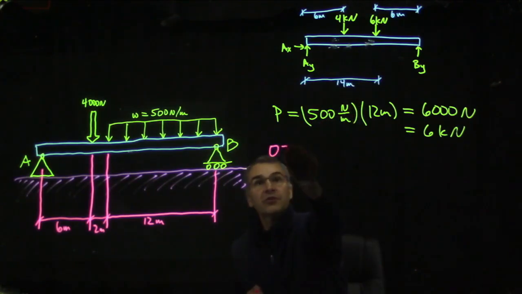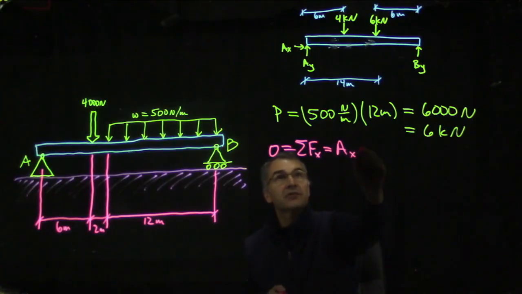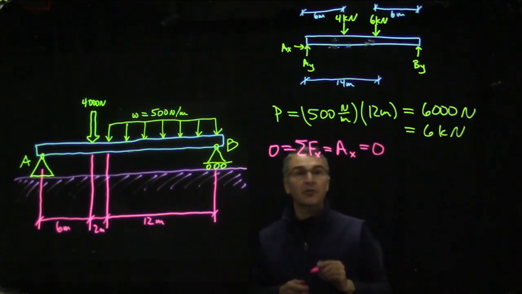So the sum of the forces in the x direction acting on the beam as a whole just equals A sub x to the right. There's nothing else to oppose it, so A sub x must equal 0.